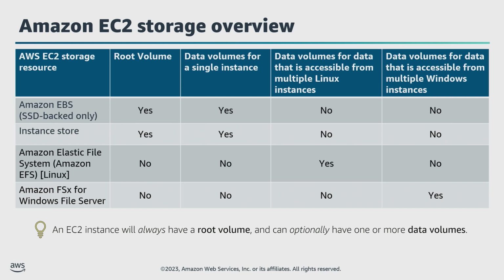The two options for root volumes are solid-state drive-backed volumes from Amazon Elastic Block Store or Amazon EBS and Instance Store. You can also use Amazon EBS or Instance Store as a data volume, but they can only be used by a single instance. To share data volumes among multiple instances, use Amazon Elastic File Server or Amazon EFS for Linux instances, and Amazon FSx for Windows File Server for Windows instances.